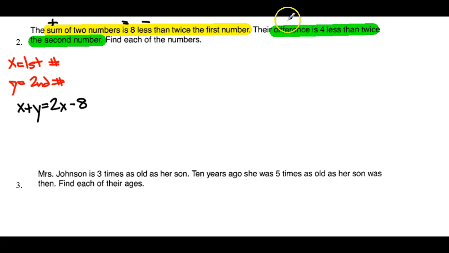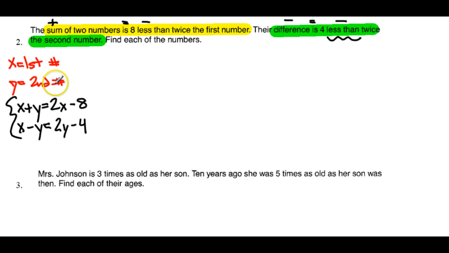The difference is, so look, difference and then is equal. So the left side is just the difference. x minus y equals. Well, it equals what? 4 less than. There's that less than again. Switch the order. Twice the second number. So look, now it's twice the second number, which is the y. 4 less than is minus 4. Okay, let me clean that up here. 2y minus 4. Alright, so here's our system.